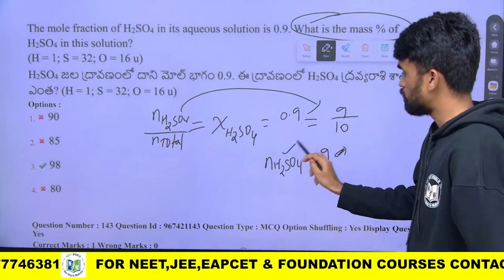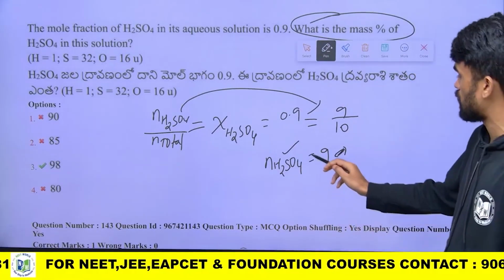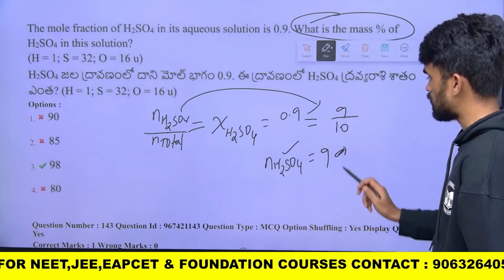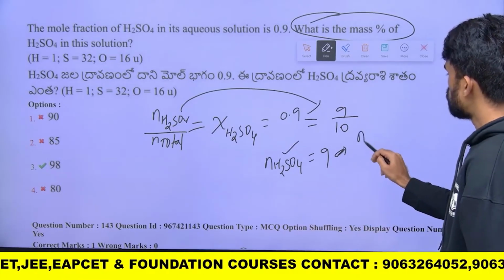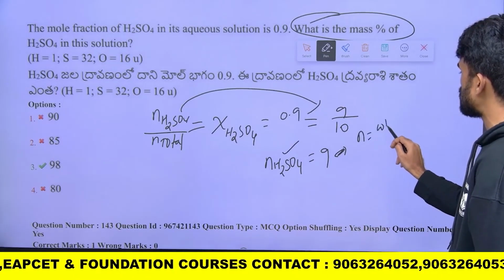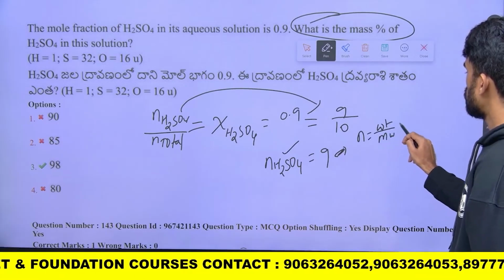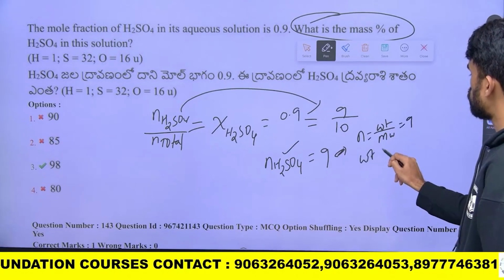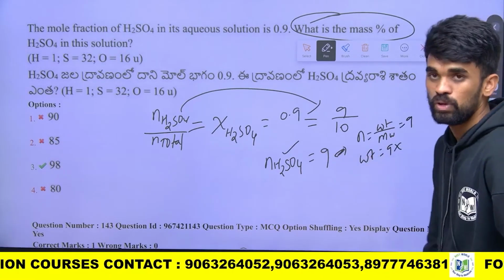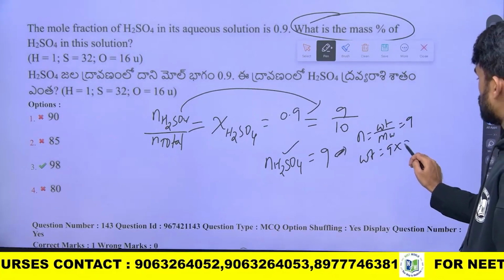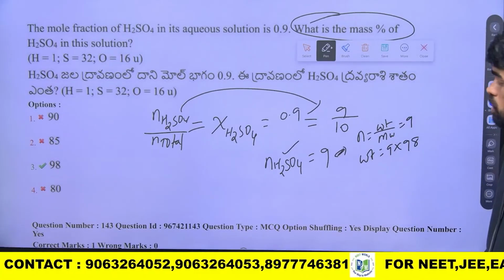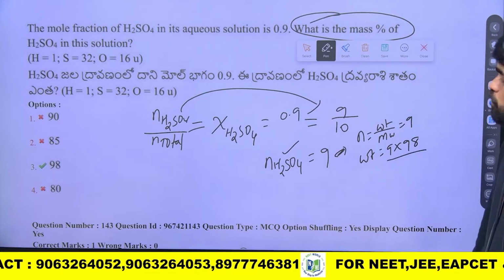So that means we require the mass of sulfuric acid first. For that, 9 moles are there. So moles of sulfuric acid we can write as weight by its molecular weight equals 9. So what is the weight now? 9 into the molecular weight of sulfuric acid, that is 98. 98 is the sulfuric acid molecular weight. Okay. We got the weight of sulfuric acid.